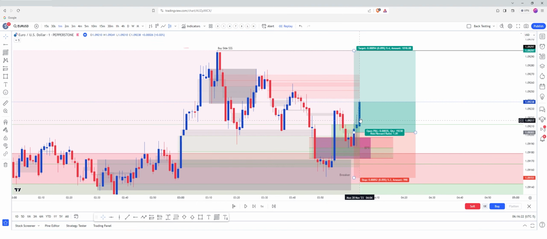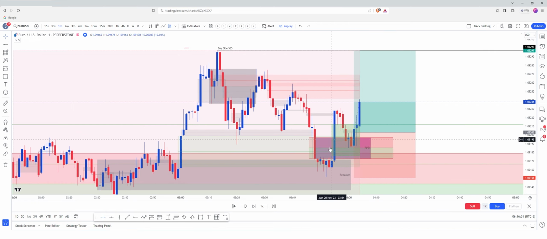Lovely rejection wick again. So again, you could have had an entry at the break of this high instead. Either way, we can see that the BPR is holding and this breaker was holding previously, and this huge displacement candle is showing us a buy program is in play.